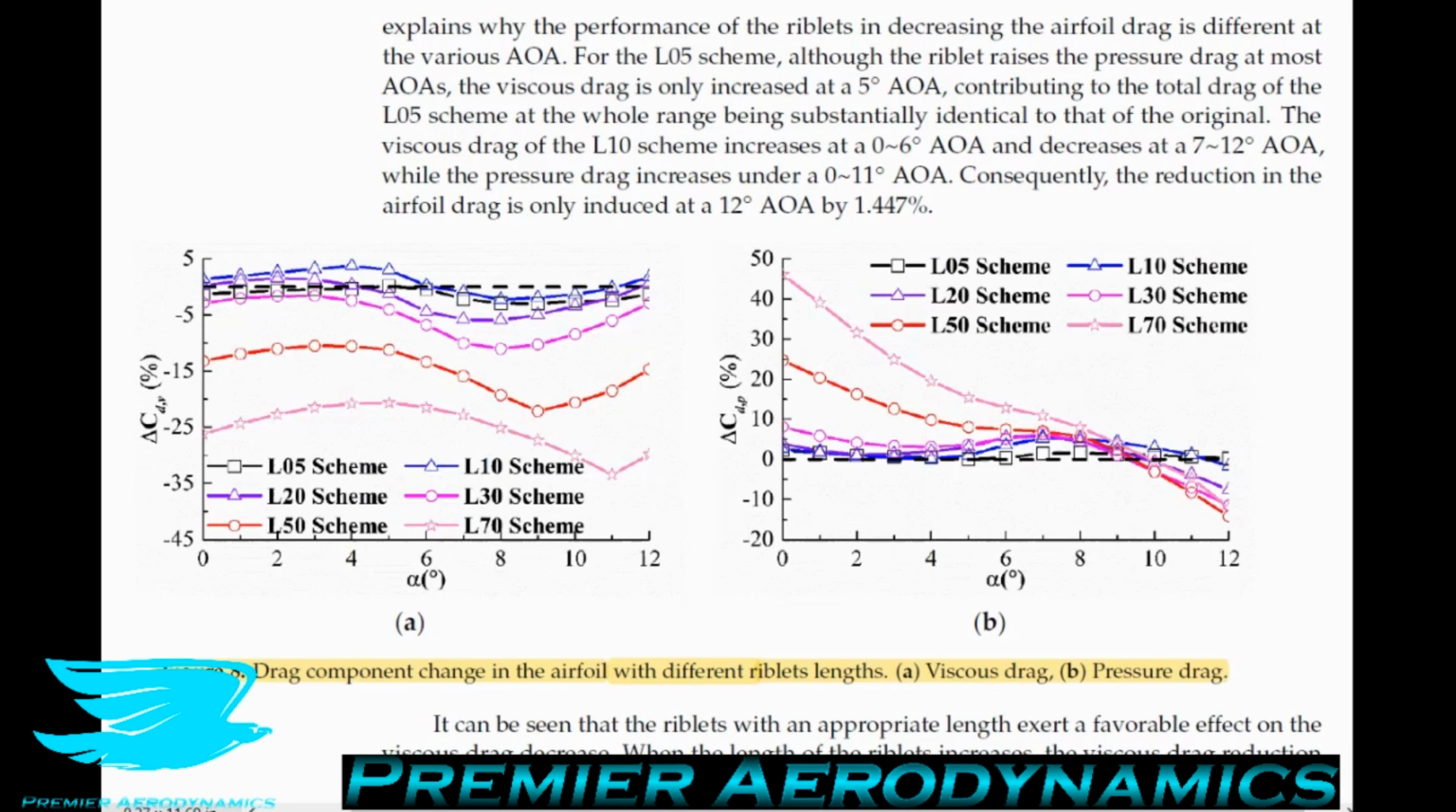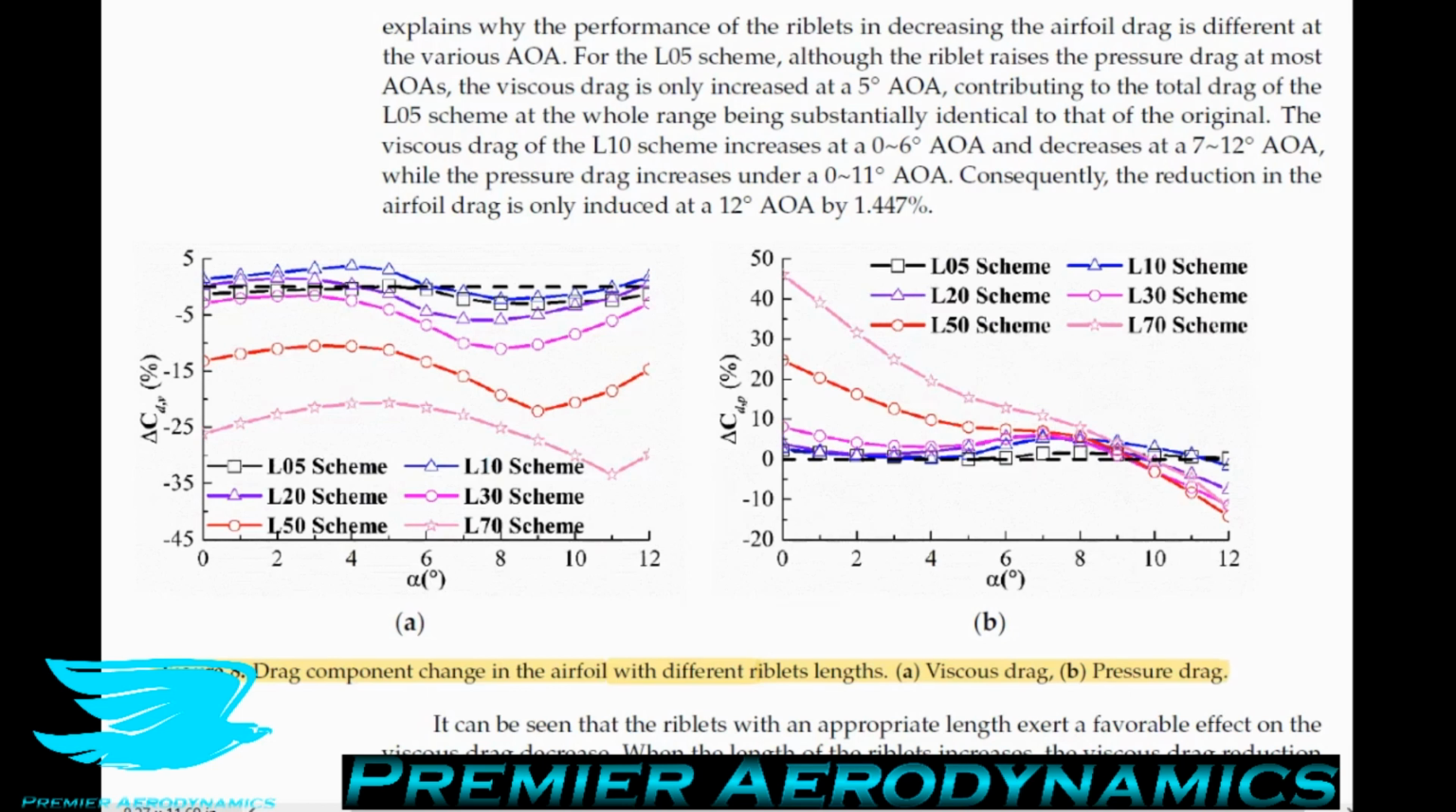It can be seen that the riblets with an appropriate length exert a favorable effect on the viscous drag. When the length of the riblets increases, viscous drag reduction efficiency is entirely superior. So I like that. When you have a lot of riblets, the viscous drag reduction is superior to the pressure drag increase, which is why we get a reduction in the total drag. On the contrary, the pressure drag of the riblet schemes is significantly increased, especially at angles of attack 0 to 3 degrees, which counteracts the viscous drag decreases at these angles of attack, so they cancel out.